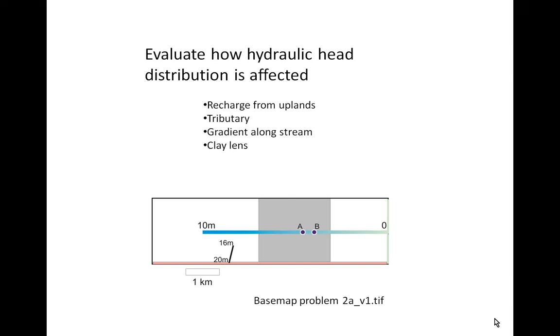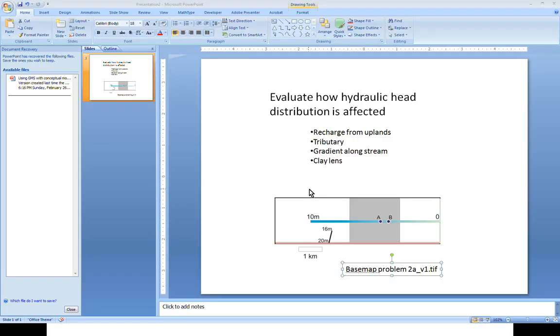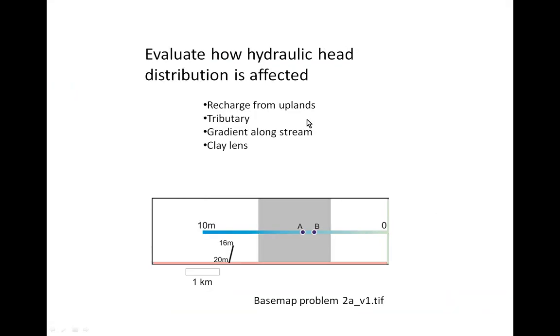Okay, in this exercise, we're going to see how to use GMS to set up models that represent various details that we've been seeing in alluvial aquifers as part of the lecture. And in particular, we're going to see how to generate the hydraulic head fields that result from recharge from uplands, a tributary, a change in gradient along the stream, and a clay lens.